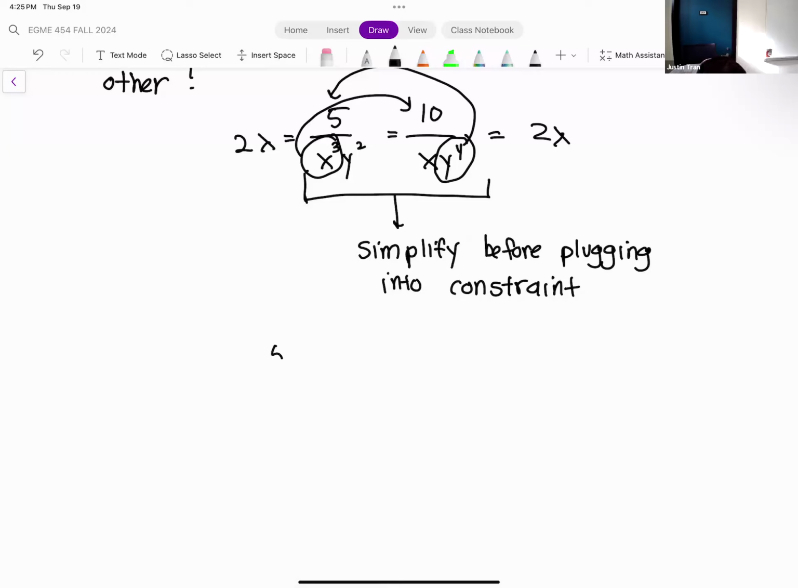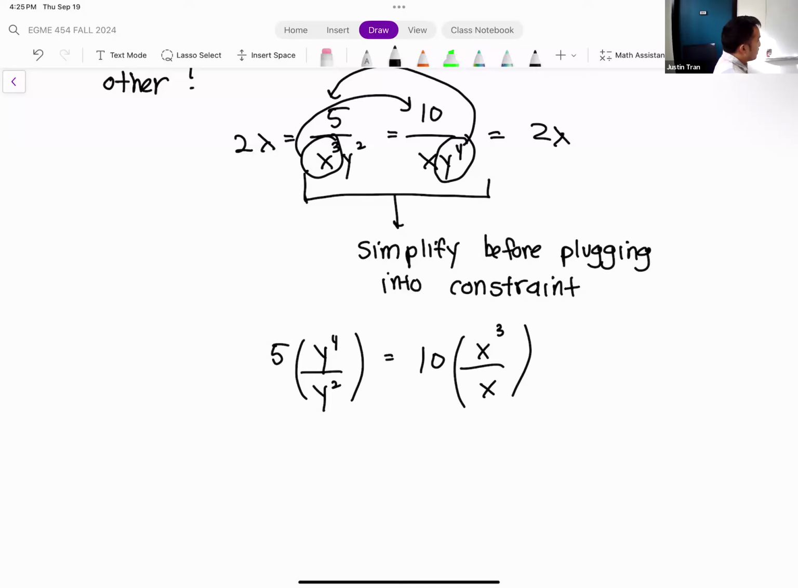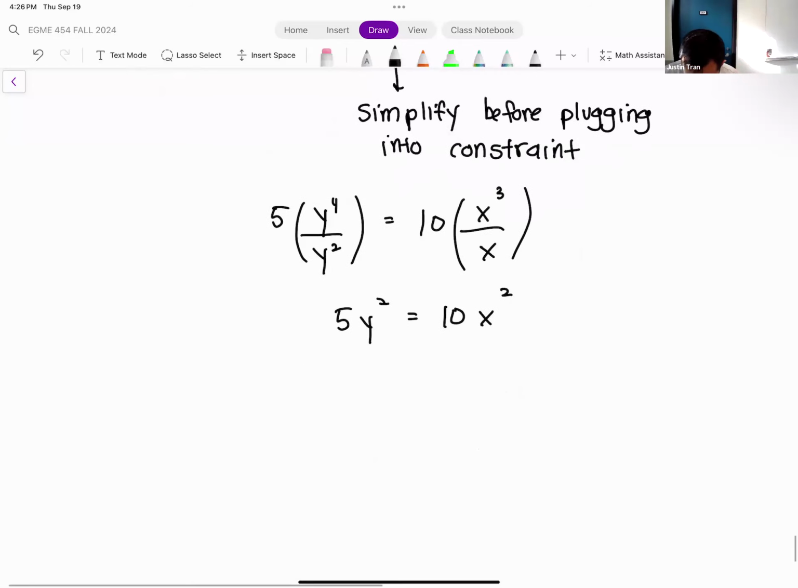Okay, so doing that, we get 5 times quantity y to the fourth divided by y squared equal to 10 times quantity x cubed divided by x. This, of course, simplifies really nicely for us. And so if we cancel out the powers, we get 5y squared is equal to 10x squared. And in fact, we can divide both sides by 5. So we divide both sides by 5, we get y squared is equal to 2x squared. Really nice, kind of elegant solutions.